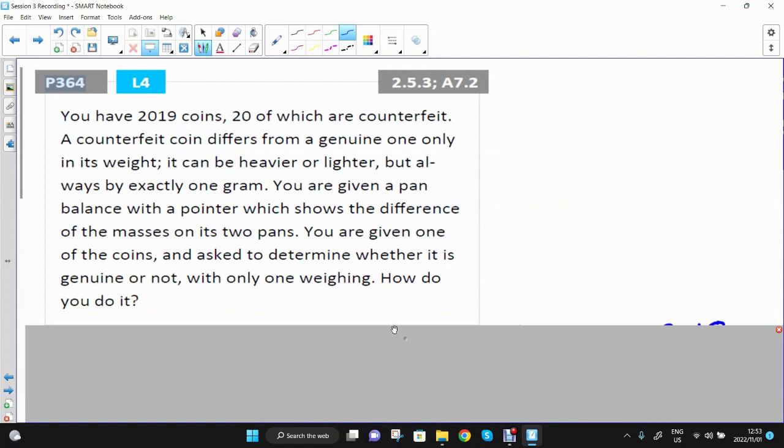You have 2019 coins, 20 of which are counterfeit. A counterfeit coin differs from a genuine one only in its weight. It can be heavier or lighter, but always by exactly 1 gram. You are given a pan balance with a pointer, which shows the difference of the masses on its two pans. You are given one of the coins and asked to determine whether this coin is genuine or not, with only one weighing. How do you do this?